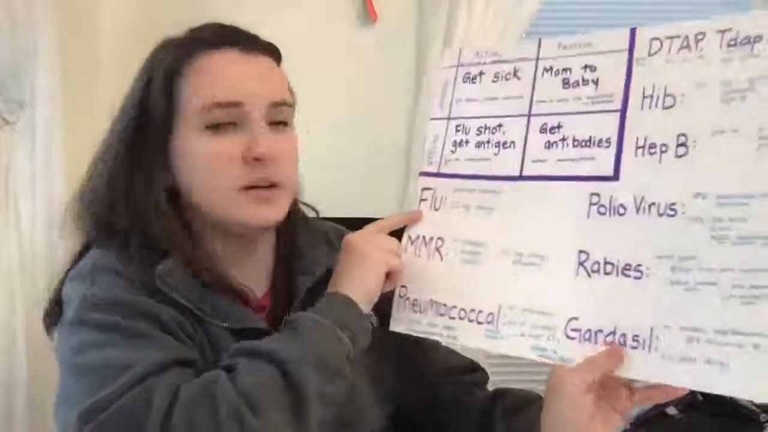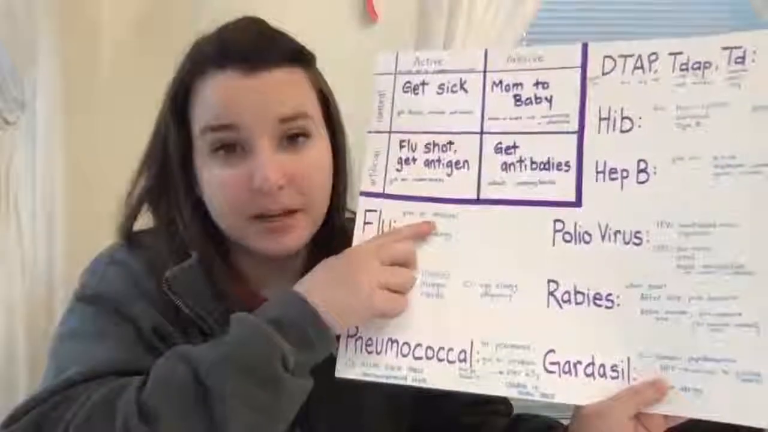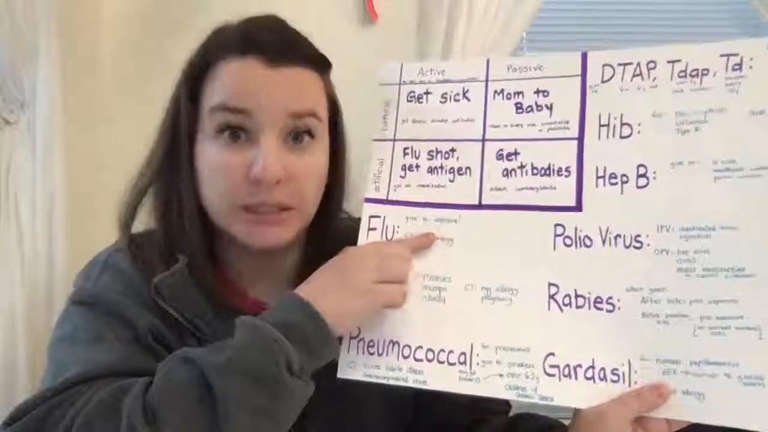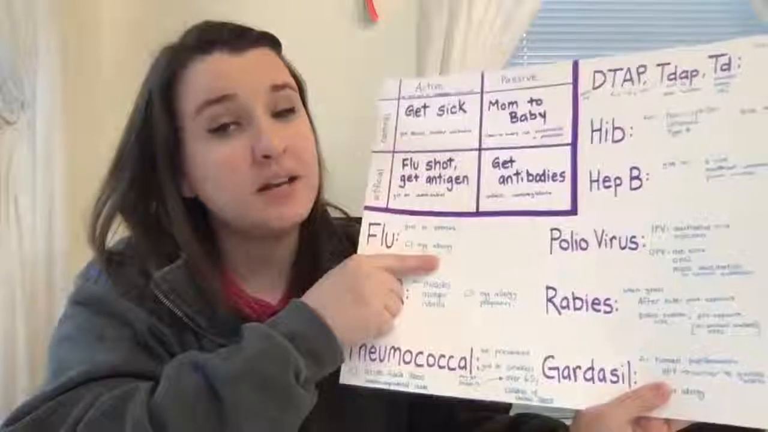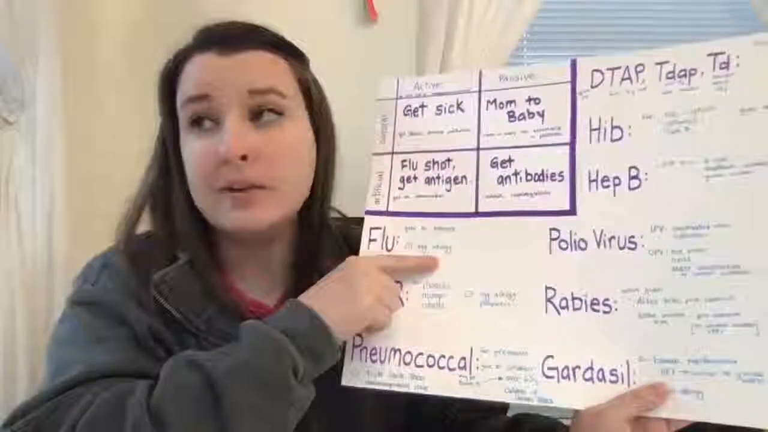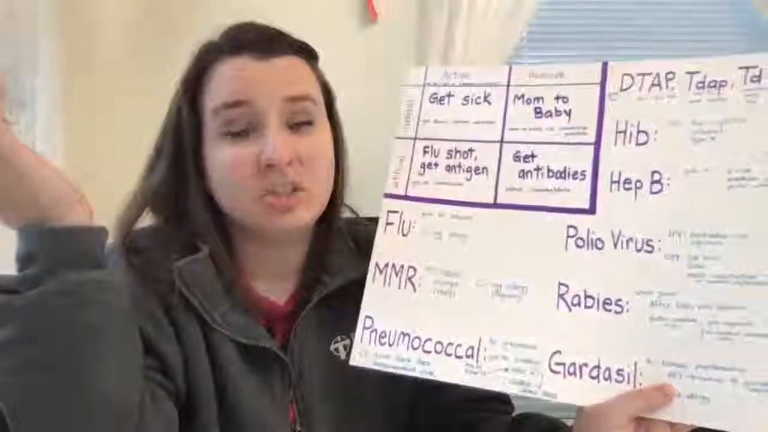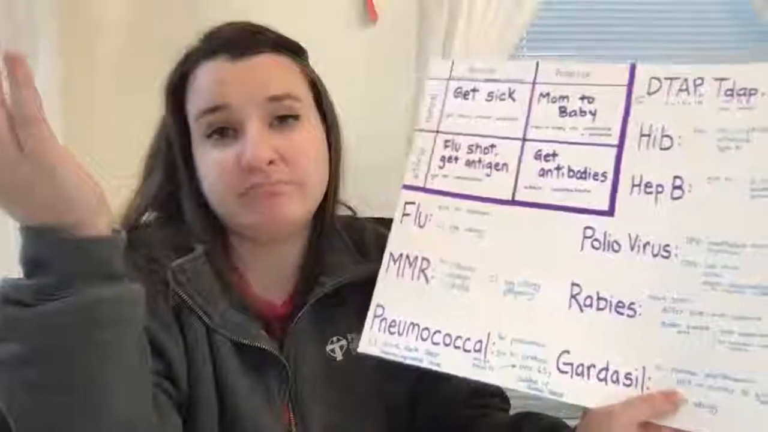Next category over here is the flu vaccine. Everybody can get the flu vaccine. Everybody should get the flu vaccine. It is contraindicated in patients who have an egg allergy. So if you have an egg allergy, sorry, dude, you could get the flu. That would suck.